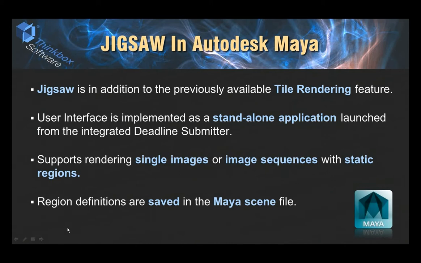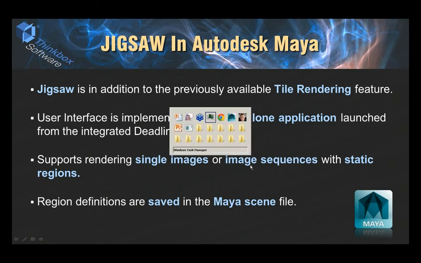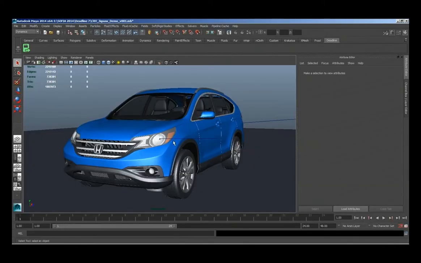The Maya version supports single images. That means you can render one image with a single job where each task is a separate region, or you can submit an image sequence, that means an animation to be rendered, but currently the regions are static. We don't have the follow feature yet. We're working on it, and probably for 7.1 or at some point in the future, we'll make sure that you can track objects with your regions through the scene, and currently the regions are saved with the Maya scene. So let's switch to Maya and take a look.